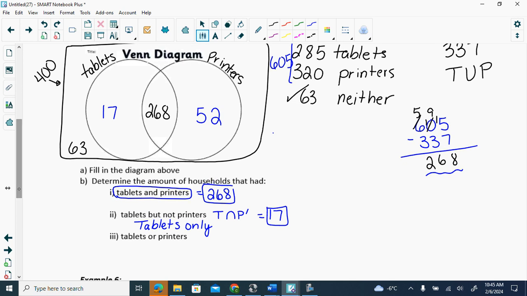Then we have tablets or printers. Tablets or printers. What shape is or on a 2-circle Venn diagram? Snowman. So we count all 3 numbers, which we said was 337.